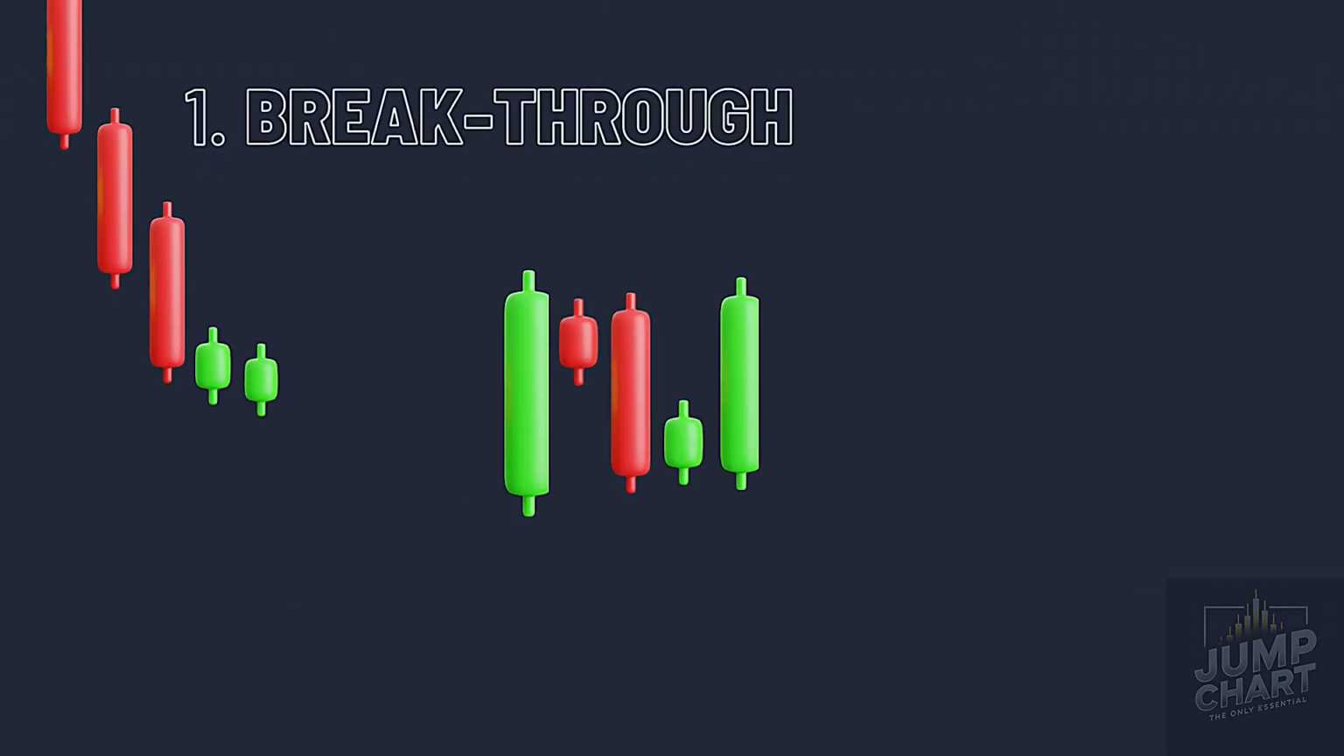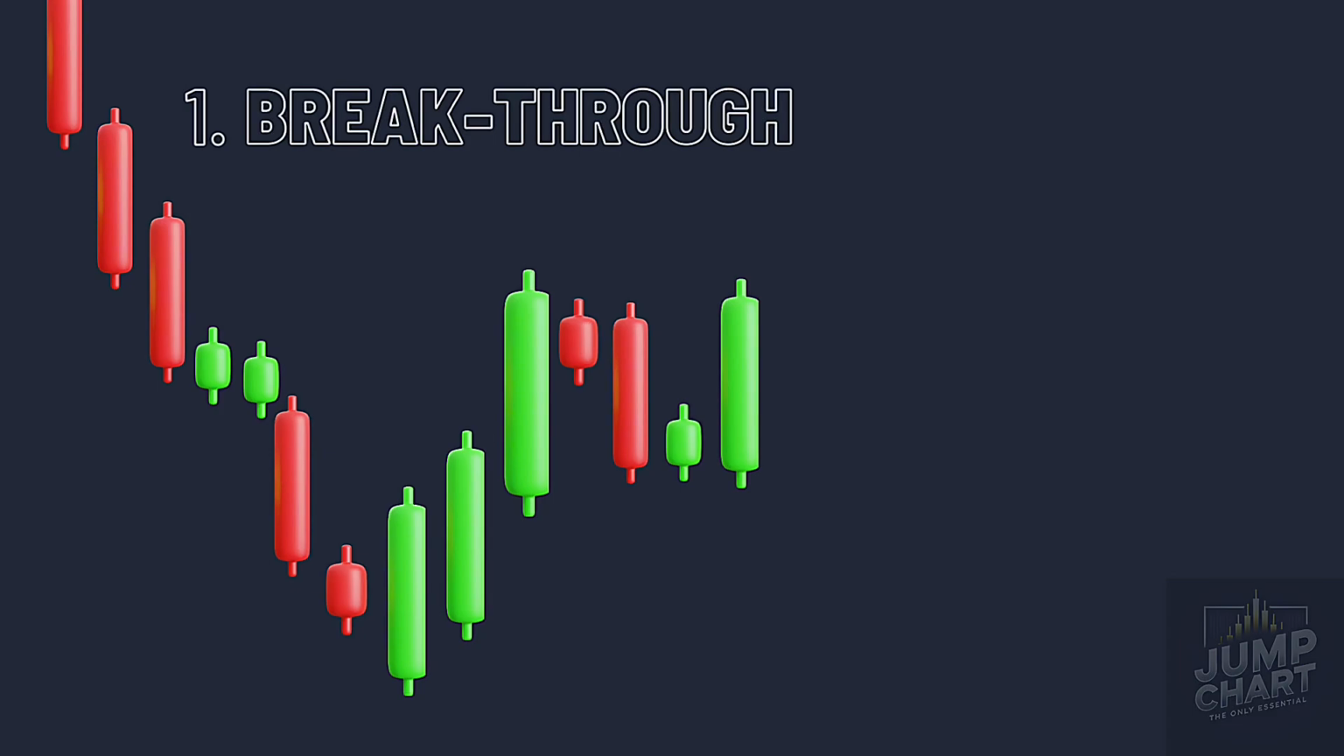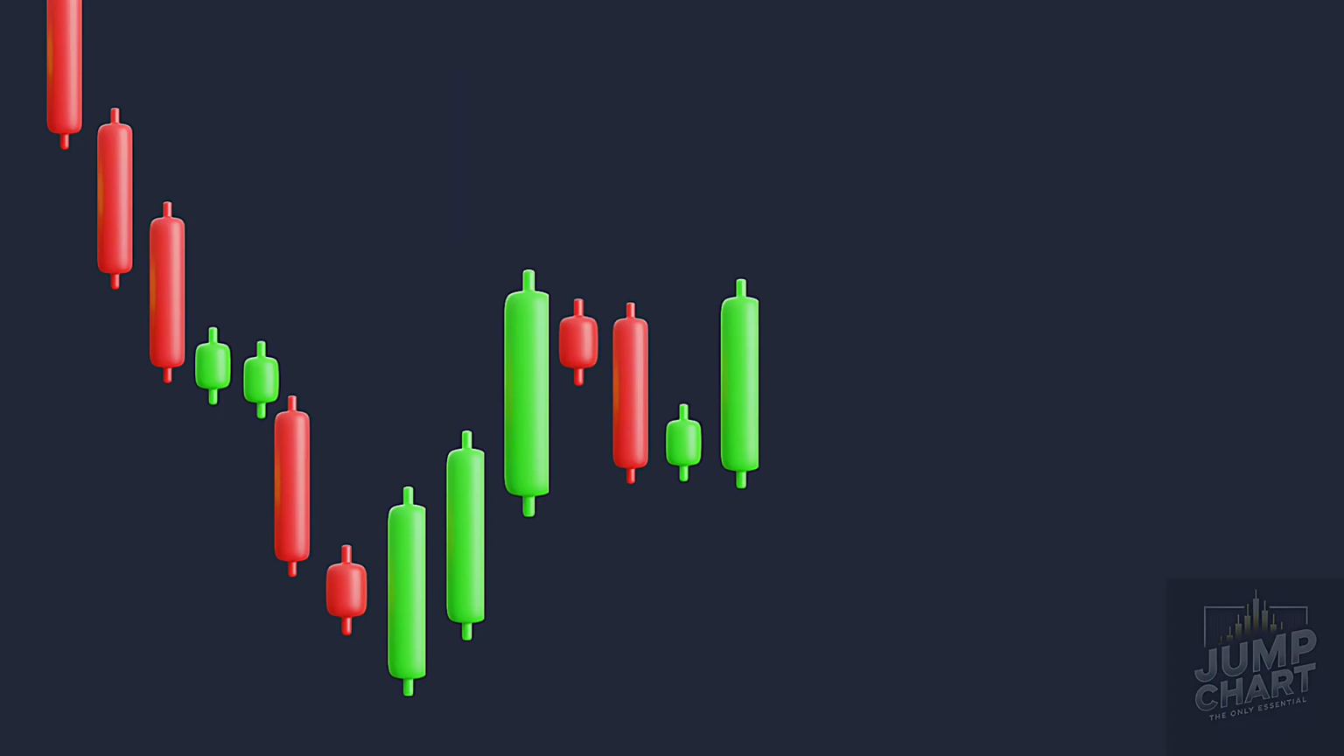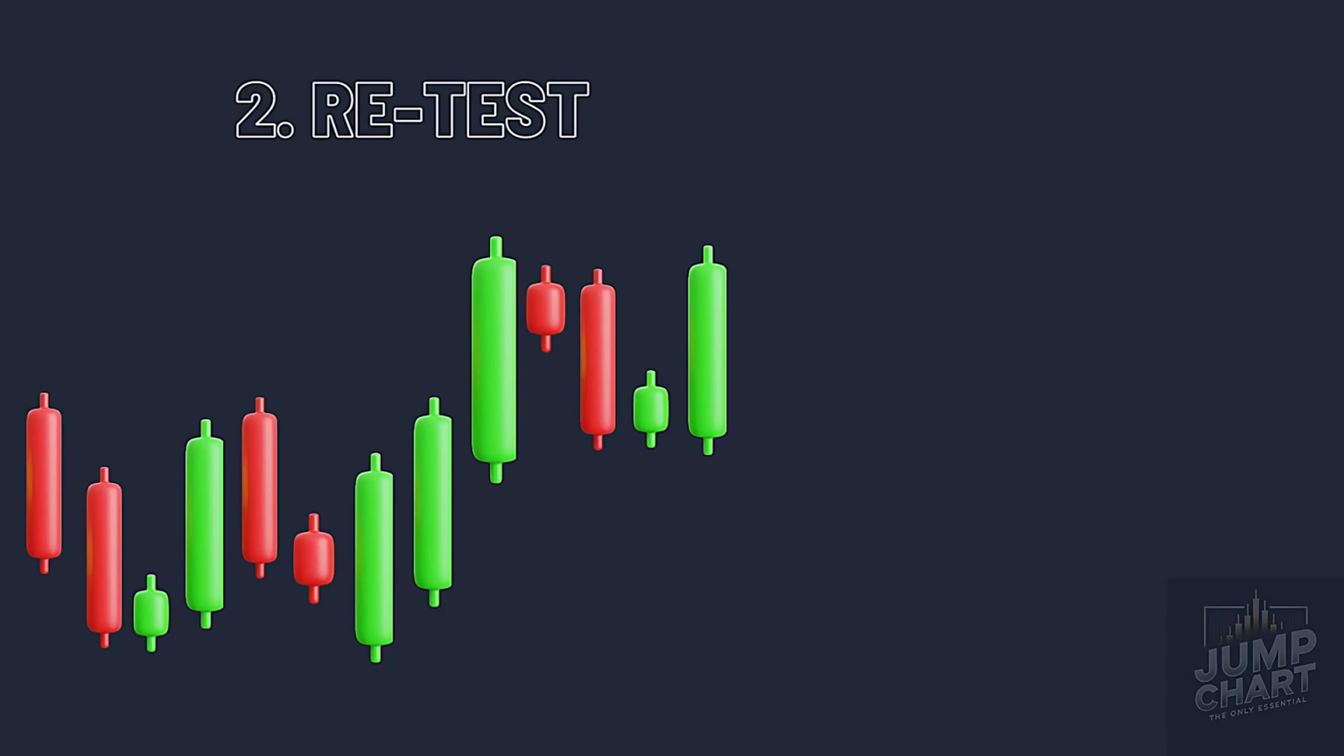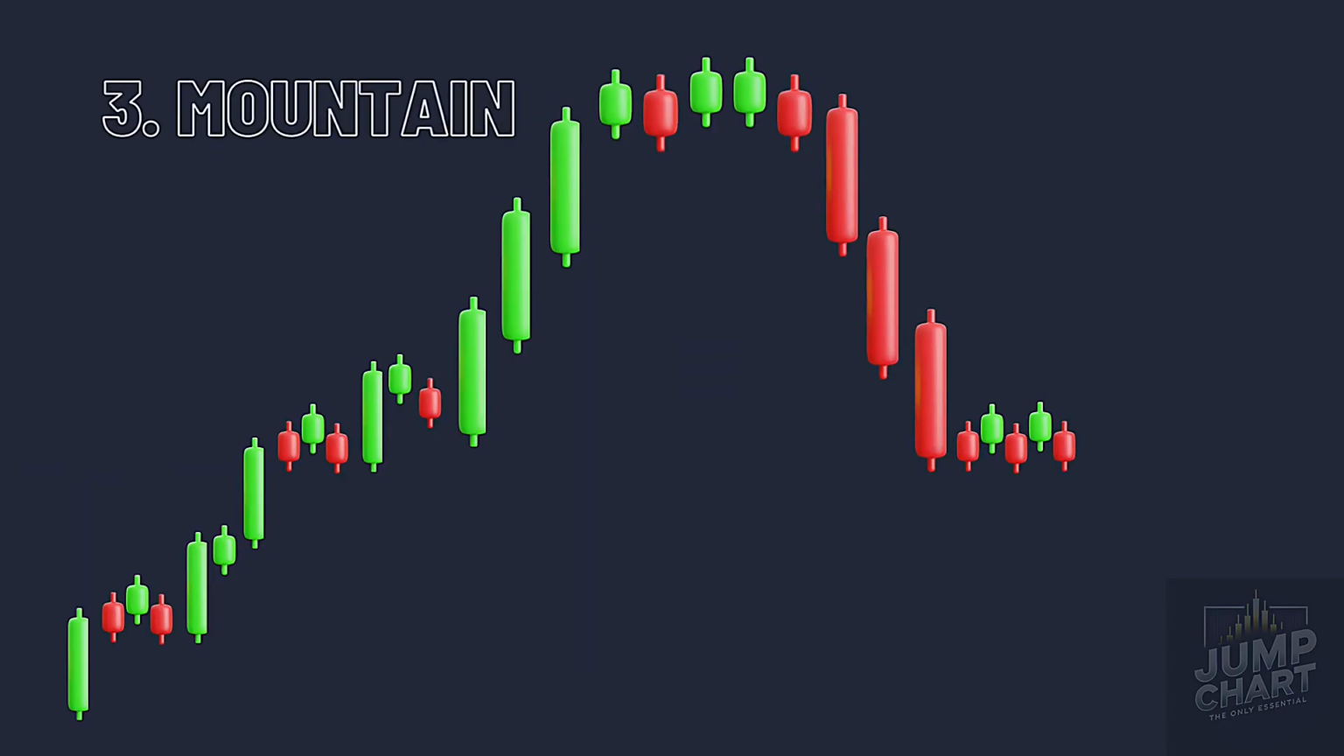We start with the breakthrough setup, where price builds pressure at a major level before snapping through. Then we move to the retest trade. That's where we wait for price to pull back and confirm direction before entering. Finally, we finish with the mountain. This is a powerful momentum shift where bullish structure breaks down and flips bearish.